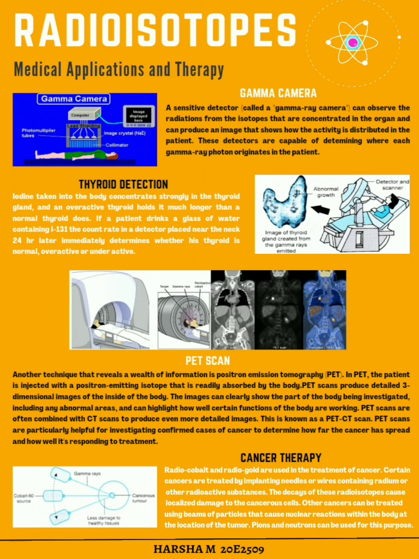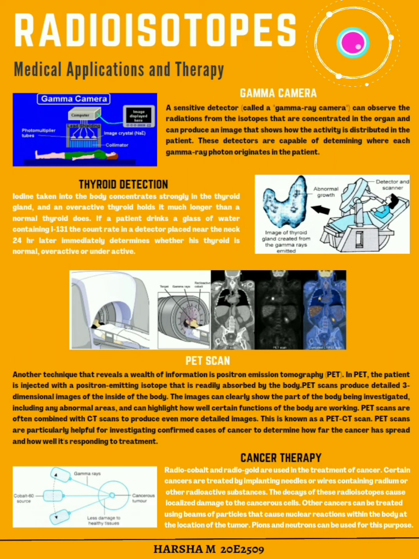Another technique that reveals a wealth of information is the PET scan, that is positron emission tomography. In PET scan, the patient is injected with a positron emitting isotope that is readily absorbed by the body. Examples of such isotopes are O15, N13, and C11.